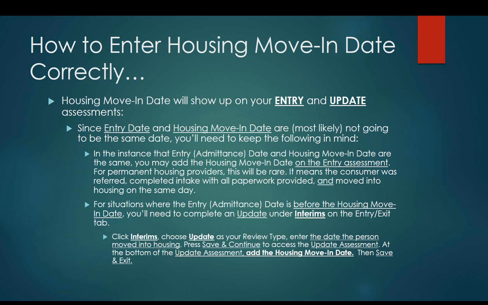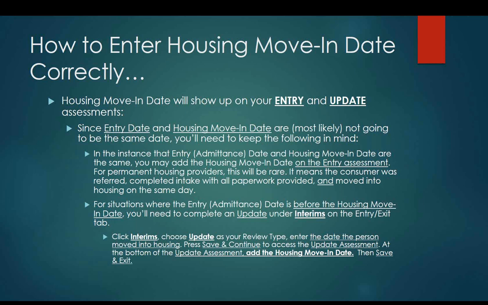But for the most part, you're going to have an entry date that comes before, let's say, September 1st of 2017 is their admittance date. And then their housing move-in date might be the 20th of September. Your entry date is going to reflect September 1st, your admittance date. And then you're going to have to go into the system and complete an update for the 20th of September so you can enter the housing move-in date.